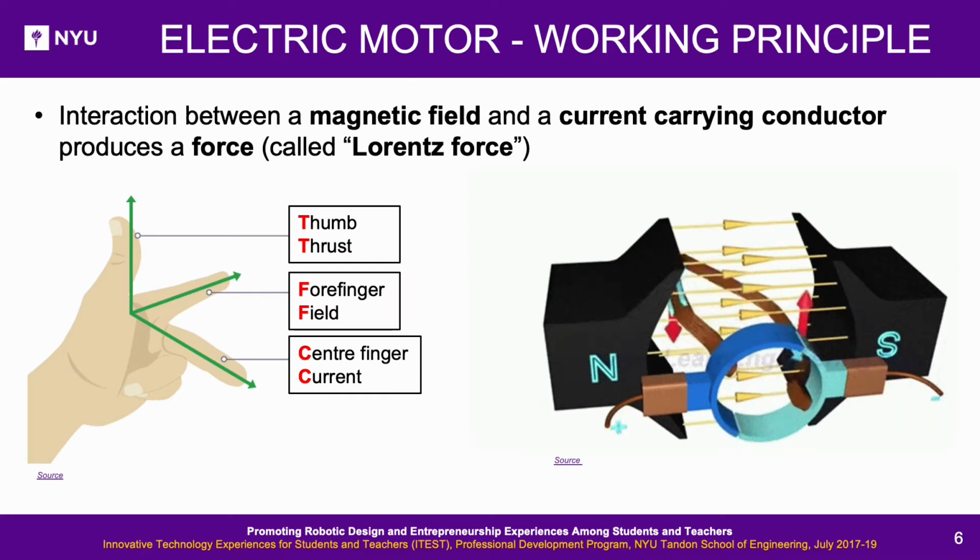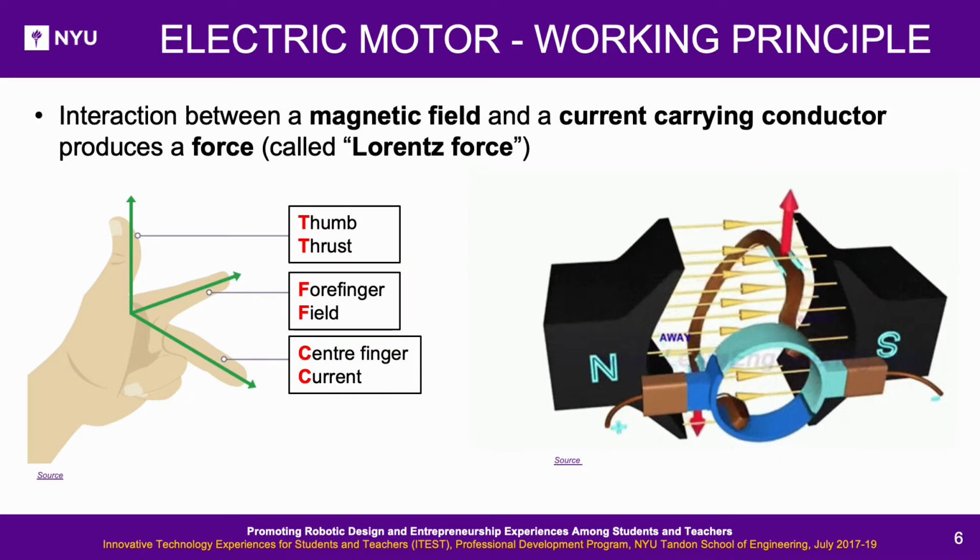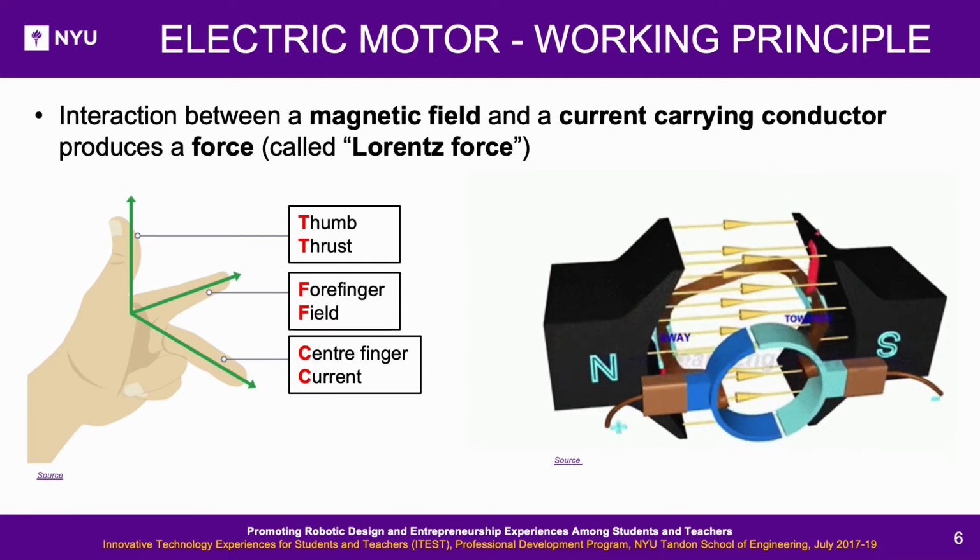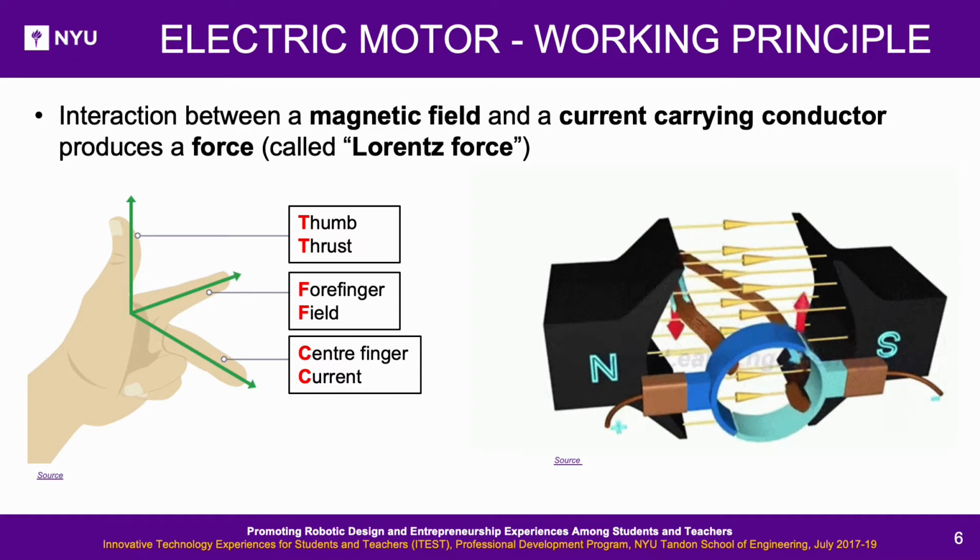Electric motor working principle. The DC motor works on the principle of Lorentz law, which states that a current-carrying conductor placed in a magnetic field experiences a mechanical force. The direction of this force is given by Fleming's right-hand rule.